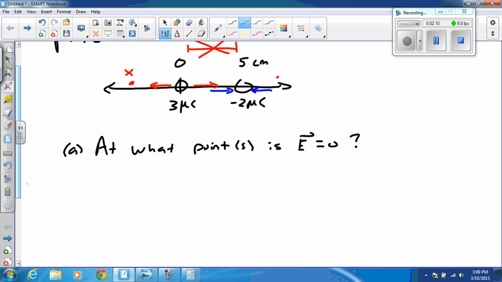And when I pick that location and call it X, I'm going to compute the total field, which is going to be the contribution from the 3 microcoulomb and the contribution from the negative 2 microcoulomb. And so here we go. The field from the 3 microcoulomb is going to have a value of K times 3 microcoulombs all over the distance squared. Now the distance is going to be the distance from X to 0, and that's just X. The direction of this field is negative because the field is coming out of the 3 microcoulomb and pointing to the left at point X.